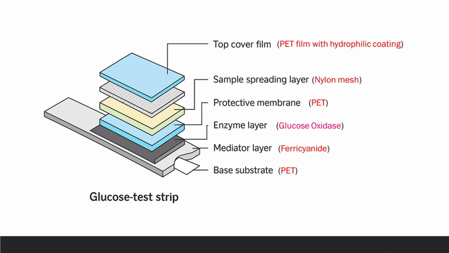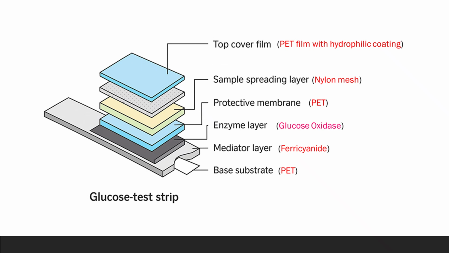So we have the base substrate, which is made up of PET. Over this PET surface, we have the mediator layer. As I said, the second generation is generally applied in society, and the third and fourth generation are in research, not yet commercialized. So the mediator layer is given as a coating over the base substrate. For example, ferricyanide is coated over the base substrate.